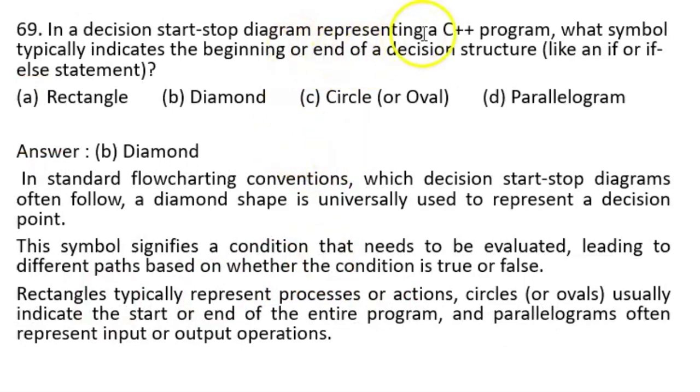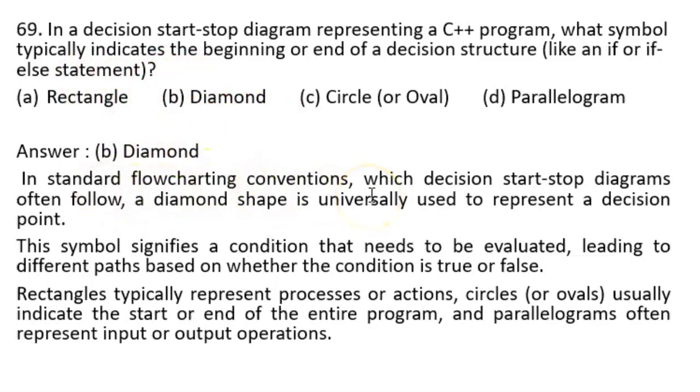Question 69. In a decision start-stop diagram representing a C++ program, what symbol typically indicates the beginning or end of a decision structure, like an if or if-else statement? A, rectangle, B, diamond, C, circle or oval, D, parallelogram. The answer is diamond, because this is the decision for if and if-else statements, true or false. This is the diamond structure.